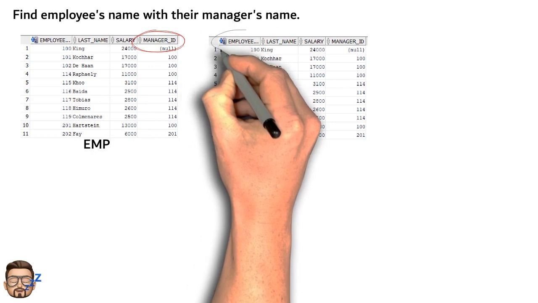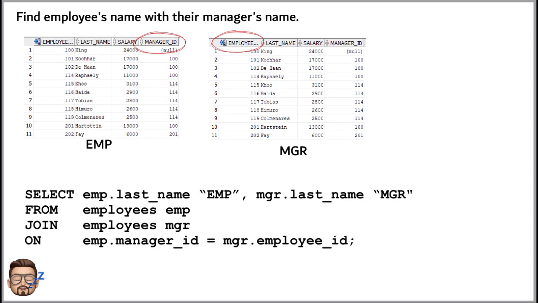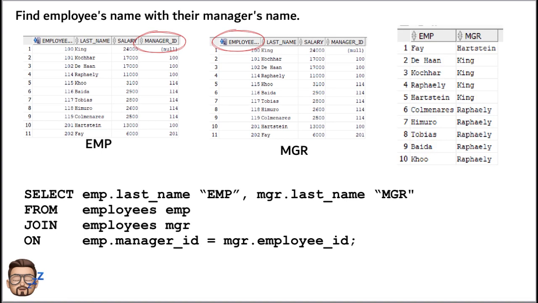See, the common attribute has a different column name. Hence, only the join with on clause can be used for this problem. The SQL is: select m.last_name, we rename as M, manager.last_name, we rename as manager, from employees m join employees manager on m.manager_id equals manager.employee_id. We join the same table but we give two different table aliases, so your Oracle server will treat these two tables as separate tables. And this is the result that you will get.